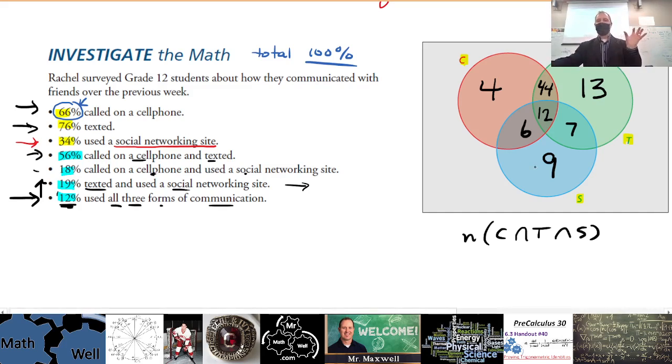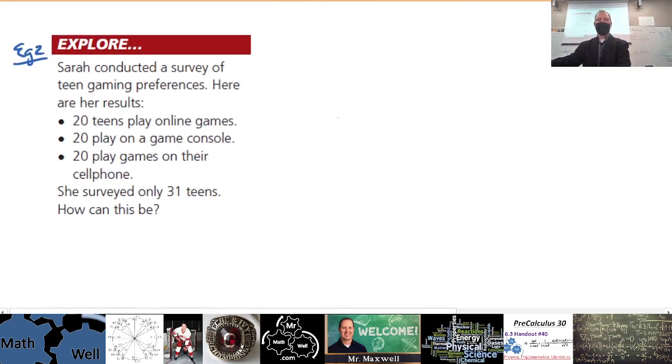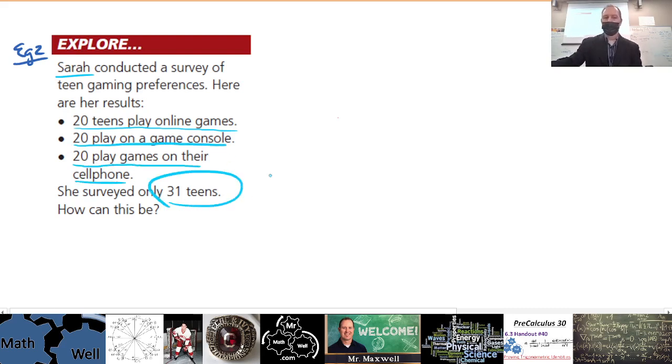Okay, so that's how we label, how we plot that diagram. Now, the next little question here is not a Venn diagram question, it's just a concept question, so I just wanted to ask you this. Just remember that sometimes circles can be overlapping. We don't want to double count people. So in this case, Sarah conducted a survey, and she found that 20 teens clicked off the box that they play online games, 20 teens play game consoles, and 20 teens play on their cell phones. But she only surveyed 31 in total. So how can this be?